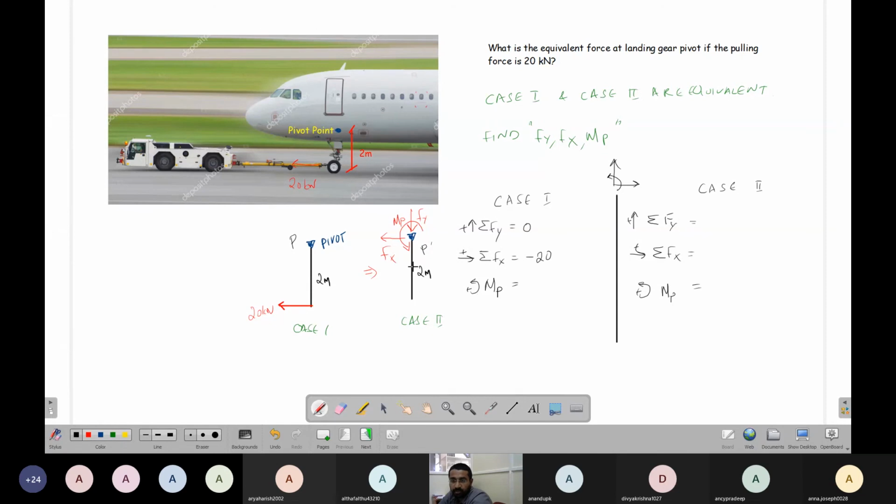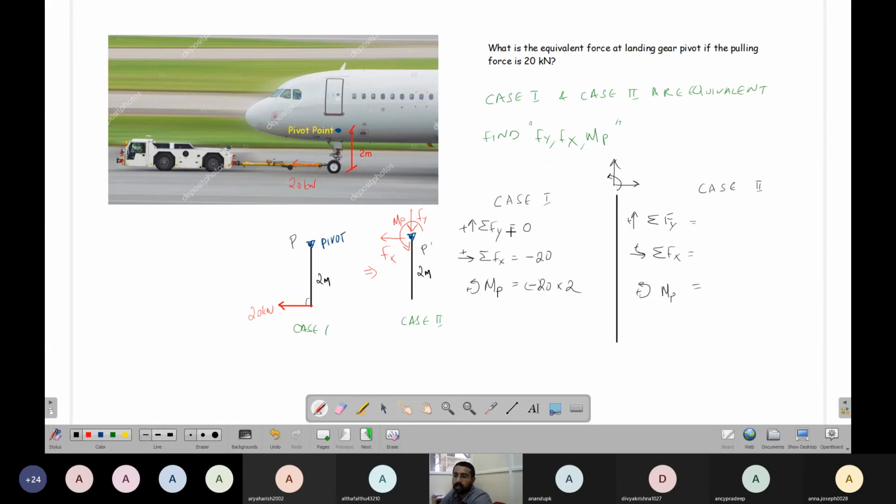Moment with respect to P. The moment about P is force into distance. Okay. It is trying to rotate in the clockwise direction. So 20 into 2 is the moment, using the perpendicular distance. So 20 into 2 is the moment. It is trying to rotate in the clockwise direction. So it is minus because my anticlockwise is positive.